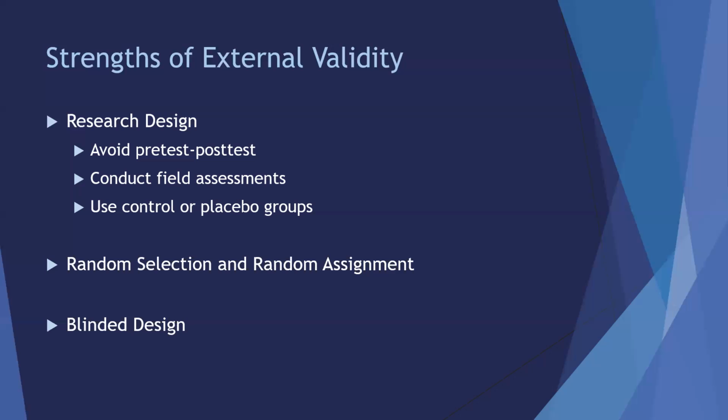Researchers can strengthen external validity by using a blinded research design, where the researcher trains an experimenter who is unaware of the true purpose of the study to collect data. This will minimize experimentation or experimenter effects. Finally, it is important that researchers clearly operationally define their variables of interest.